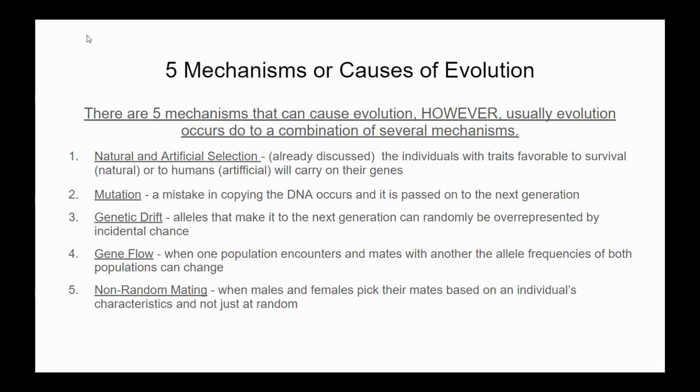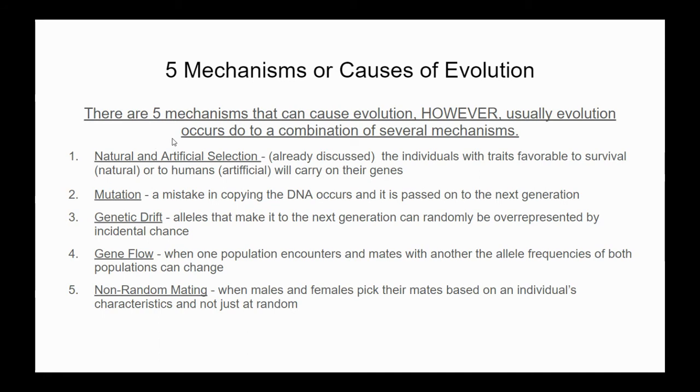Okay, everyone, we're going to talk today about the five mechanisms or causes of evolution. Now, these things do not all occur individually, they usually occur with one another, right? So, usually, if we have some natural selection occurring, it occurs because of maybe a mutation or genetic drift or gene flow. Usually, we have a combination of any of these five things occurring. It can be that just one of these things occurs, but most of the time, you're going to have more than one of these things occurring.